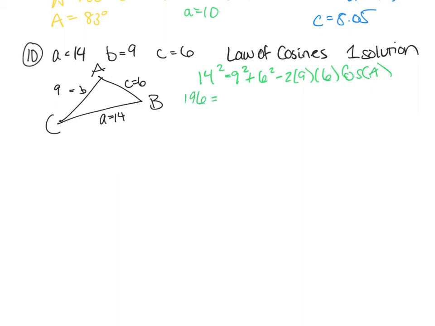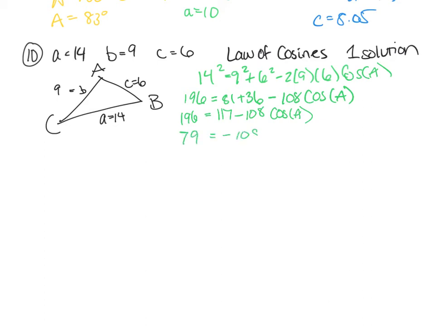We get 196 is equal to 81 plus 36 minus 108 times cosine of A. Combine what we can. We got 196 is equal to 117 minus 108 times cosine of A. Please do not subtract 108 from 117. The multiplication takes precedence. So instead, we're going to subtract 117 on both sides and get 79 is equal to negative 108 times cosine of A. Divide both sides by negative 108.